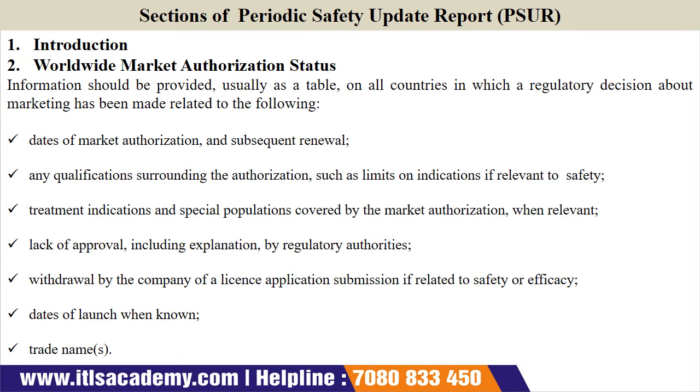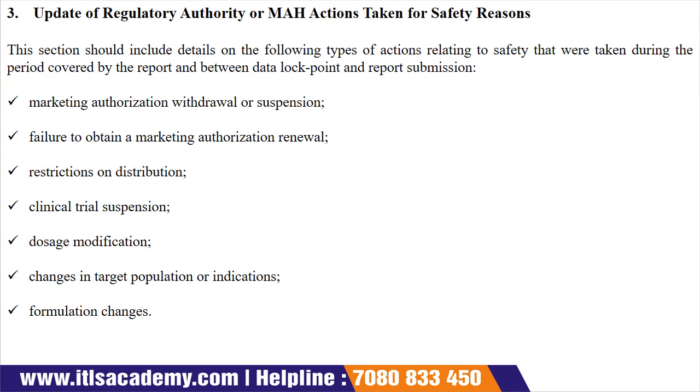And countries' entries should be listed in a chronological order of regulatory authorizations. For multiple authorizations in the same countries, the international birth date for the active substance and for all the periodic safety update reports should be the first authorization date. Then the next point comes the update of regulatory authorities or MAH's actions that are taken for safety reasons.